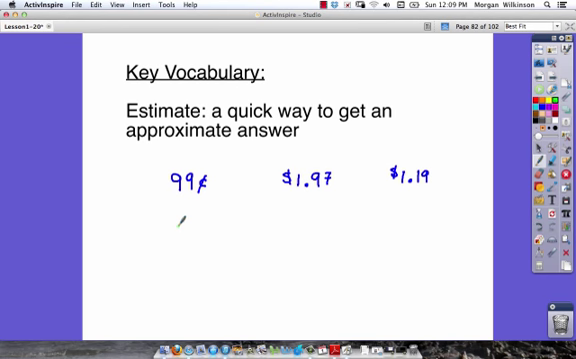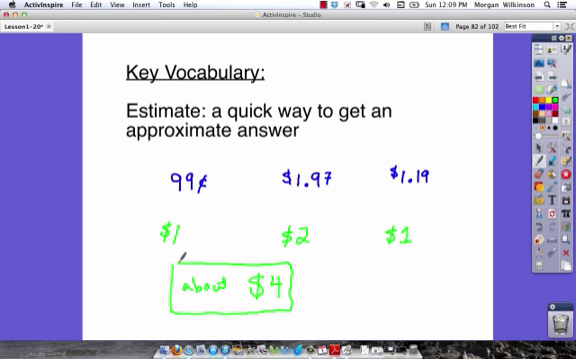So let's say 99 cents, that's about $1. $1.97, that's about $2. And $1.19, well, that's about $1. So if we round them and then estimate, we can easily see our grand total is going to be about $4. And when you're shopping at a grocery store, it's a great thing to estimate because there's always going to be tax added on to the end. And unless you can figure that out in your head as well, or you bring around your calculator to the store, well, it's going to be a little bit complicated. So let's estimate when we're at the store, and we're going to use that in our lesson today.